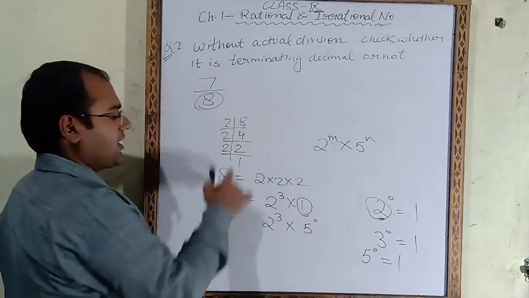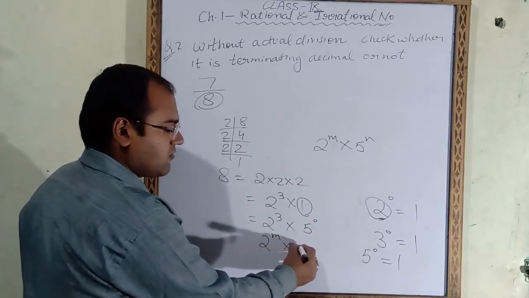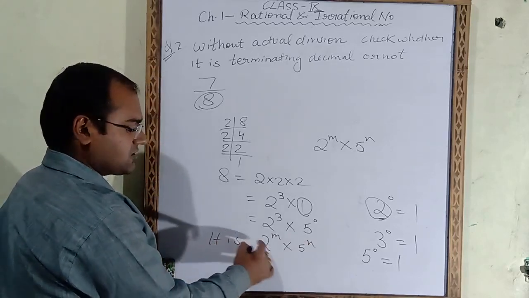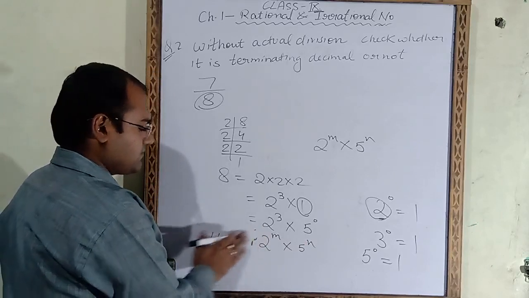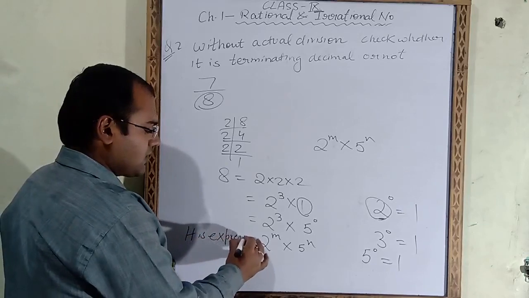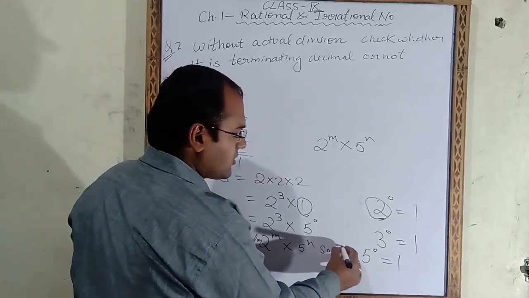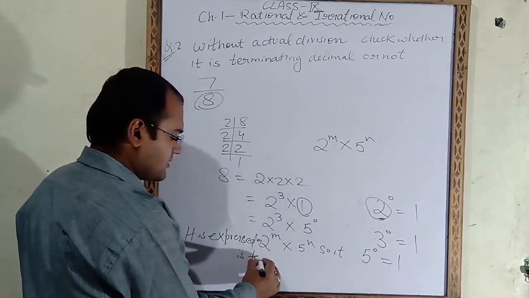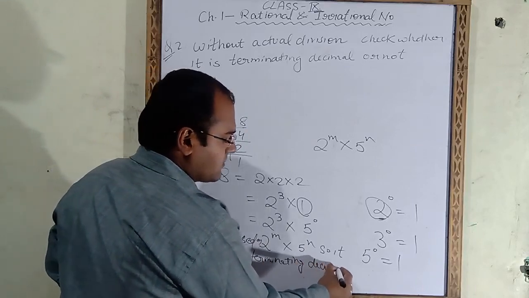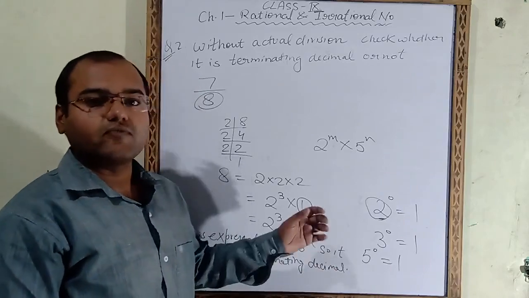Now this denominator 8 we have shown in the form of 2 raised to the power m into 5 raised to the power n. So what you will write? It is expressed as 2 power m into 5 power n. So it is a terminating decimal. So like this you have to solve all the questions of the first exercise.